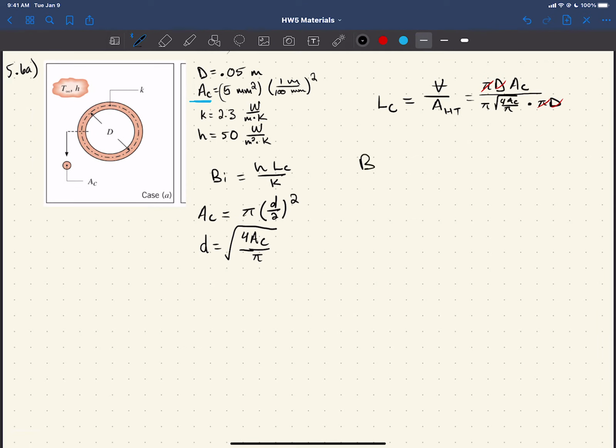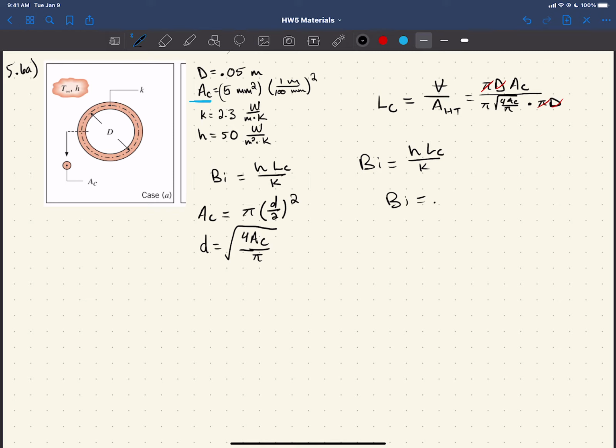Then once you have the L sub C, your Biot number, going back to what we have over there to the left, is just h L_C over k. You plug things in, and let me double check here. I got... and I should have been more prepared. This is going poorly already.